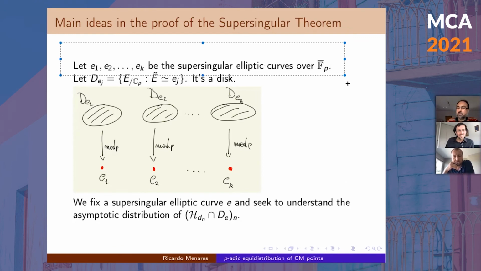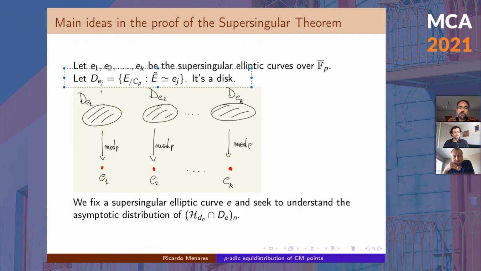First of all, there is a finite number of supersingular elliptic curves over F_p bar. Call them E1 up to EK. For every one of those, we consider the set of p-adic elliptic curves reducing to, say, EJ. That will be the disk D_EJ, and it's a disk. So the mental picture is that you have a finite number of points, the supersingular elliptic curves, and a disk above every one of those.